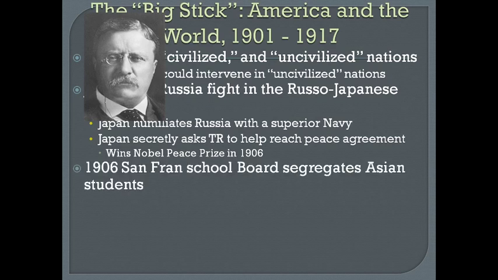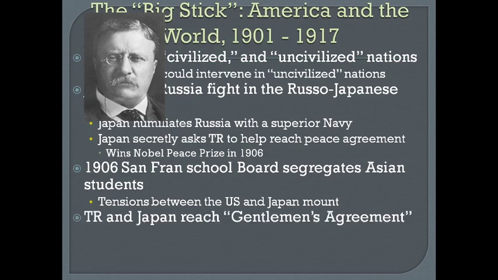In 1906, something happens in San Francisco. So the San Francisco school board begins to segregate Asian students, much like how American schools were segregating white students from African American students. But this angered the Japanese government because the U.S. would be segregating between whites and Asians, so tensions definitely arose.